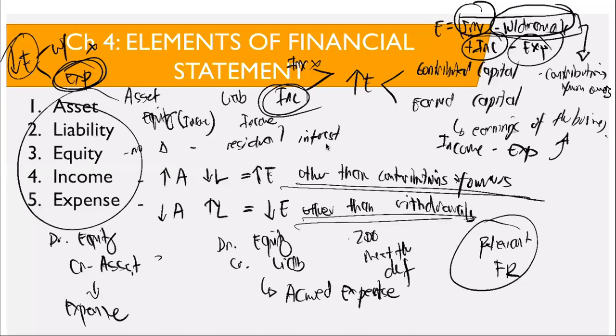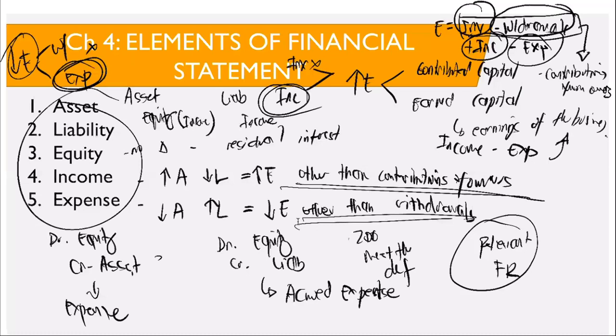So asset, what are the essential characteristics again? It must be an economic resource. Next, the presence of control. And lastly, it is from past events. Liability, what are the characteristics? We have your present obligation. Next, there must be a transfer of economic resource. And lastly, there must be a past event. When we talk about past event for liability, we call it your obligating event. Equity, there is no change on the definition, it is still residual interest.